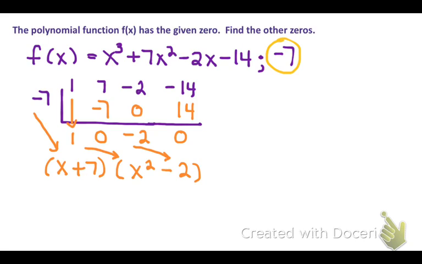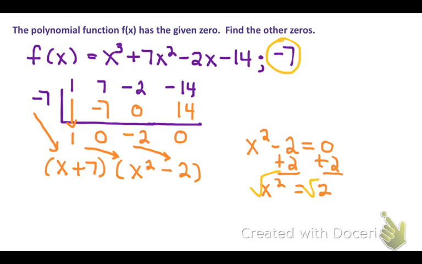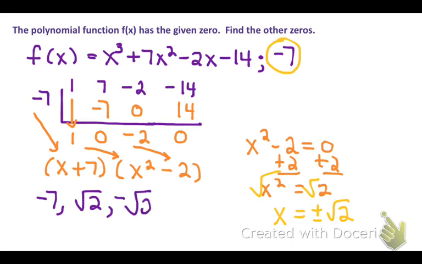So off to the side, we'll set it equal to 0. x squared minus 2 equals 0. Add 2 to both sides. x squared equals 2. And then we take the square root of both sides. So x equals plus or minus the square root of 2. So our list of zeros will be negative 7, the square root of 2, and the negative square root of 2. Those would be my x-intercepts.